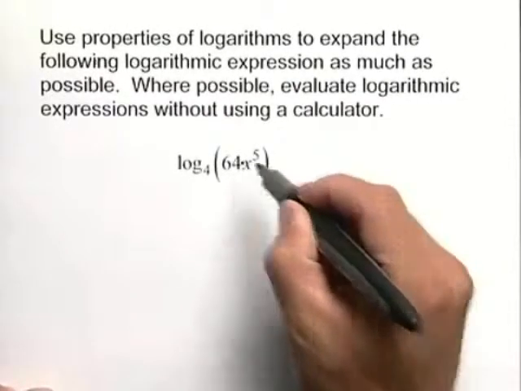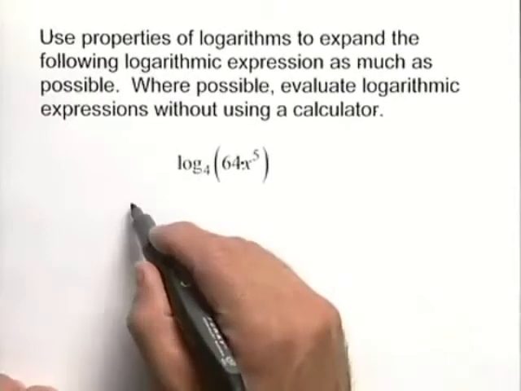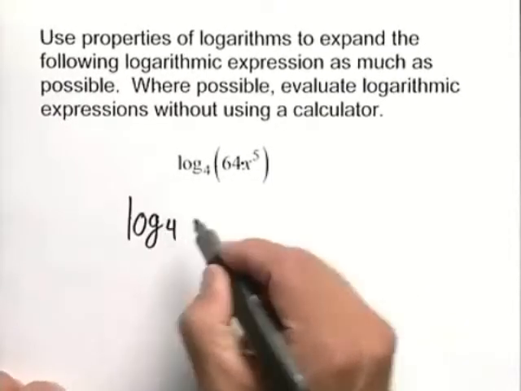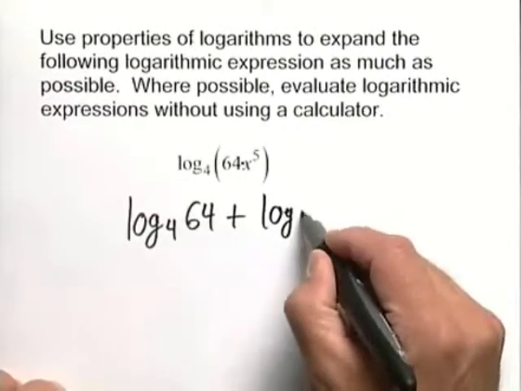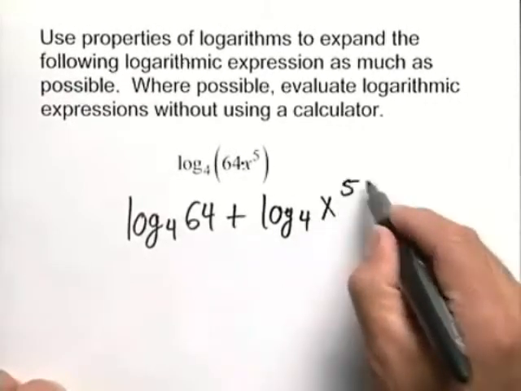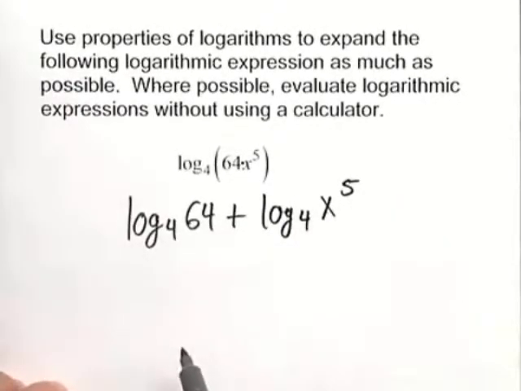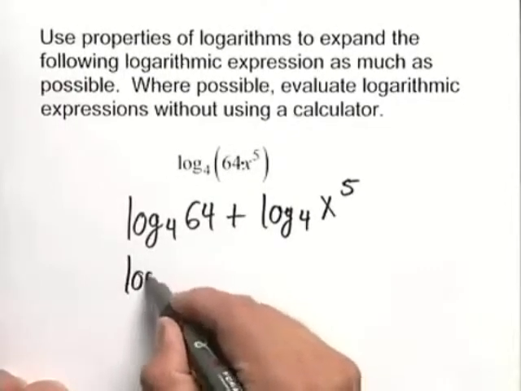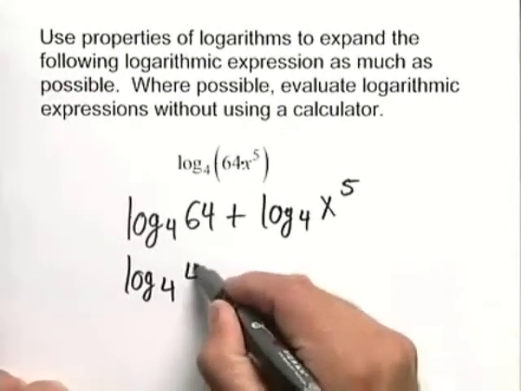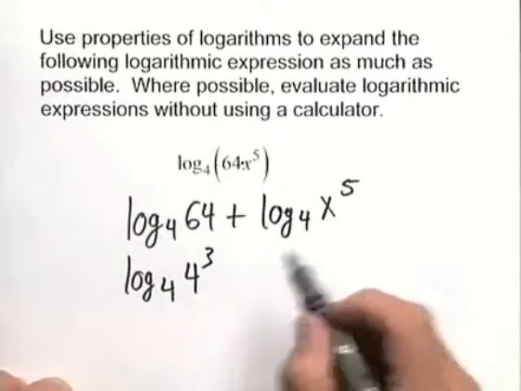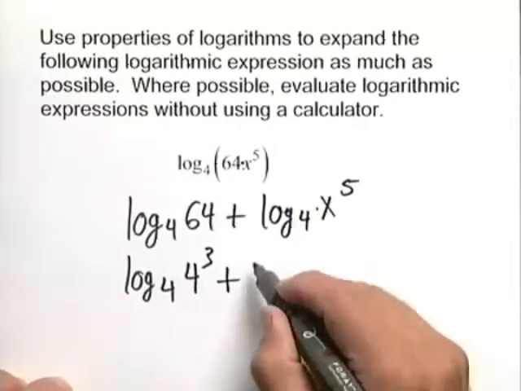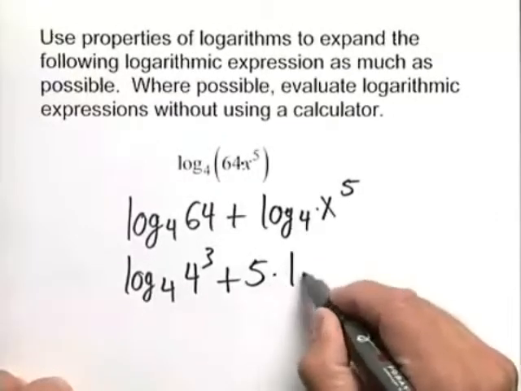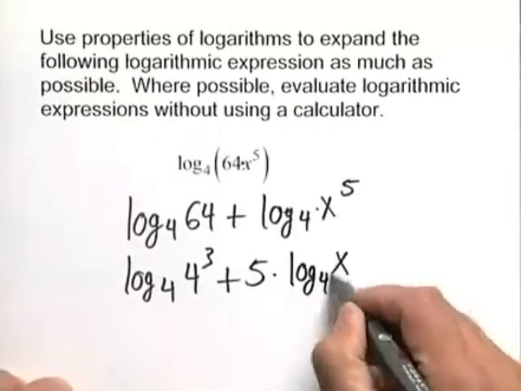Since we have multiplication inside our logarithm here, we're going to write this as log base 4 of 64 plus log base 4 of x to the fifth. I'm going to rewrite 64 as 4 to the third power, log base 4 of 4 cubed. And also now we can use our power rule to roll that 5 out in front, so we get plus 5 times log base 4 of x.